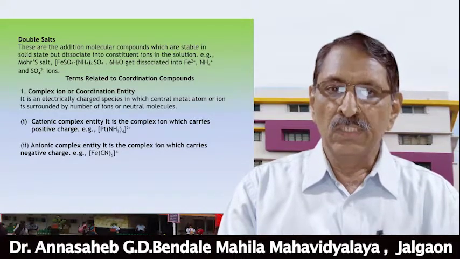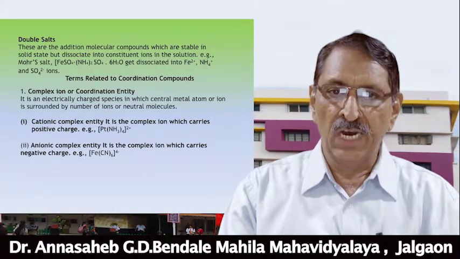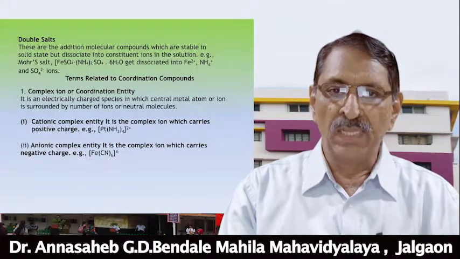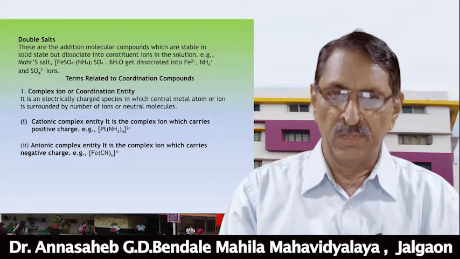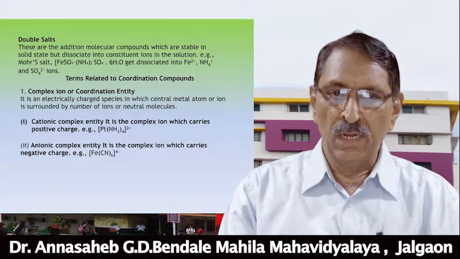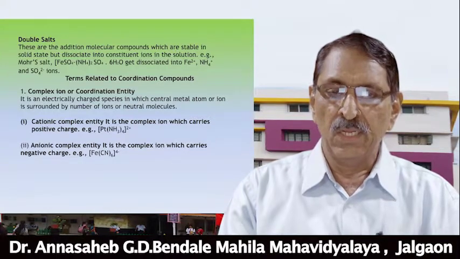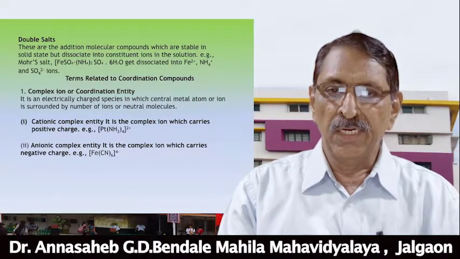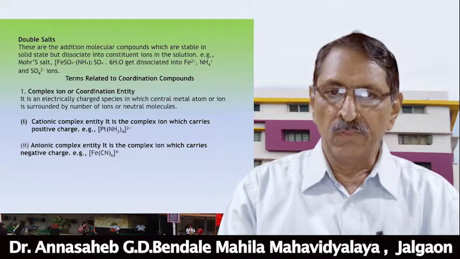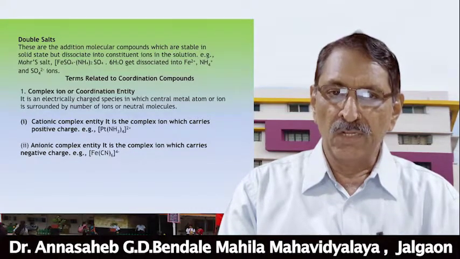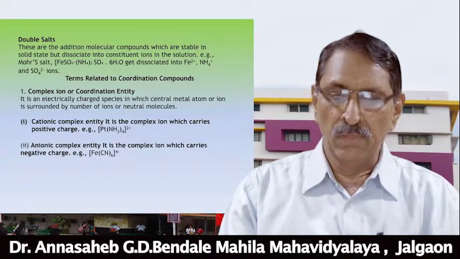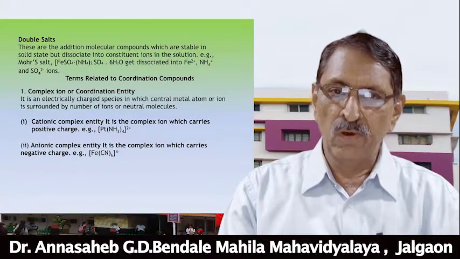When a complex ion carries a positive charge, it is called a cationic complex entity, while when it possesses a negative charge, it is called an anionic complex entity. An example of a positive complex entity is the tetraammine platinum 2 plus complex ion, while for an anionic complex entity, the hexacyanoferrate ion.